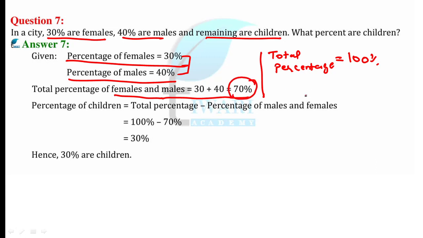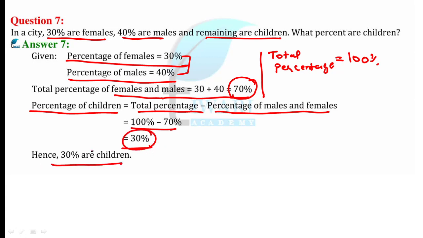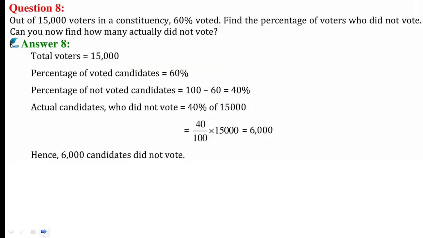So what is the remaining portion? The remaining portion is your children. Percentage of children is the total percentage, 100%, minus the percentage of male and female. So 100 minus 70, out of which 30% are children. So this is your required answer: 30% are female, 40% are male, and the remaining are children. That is 30 plus 40, 70. On subtracting 70 from 100 you will obtain 30%. 30% are your required children.